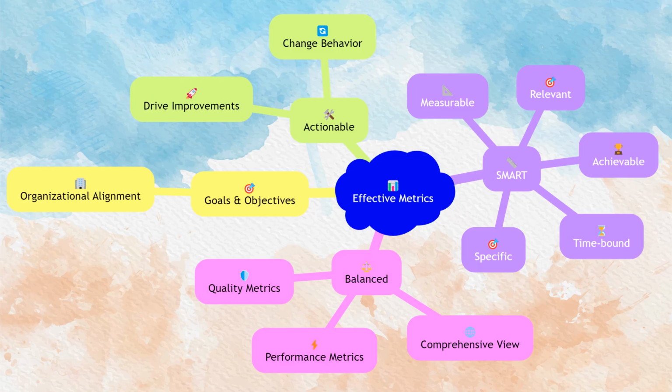Designing effective metrics involves understanding the goals and objectives of the organization and aligning the metrics with these goals. It is important to choose metrics that are actionable, meaning they can drive improvements and changes in behavior. Metrics should also be specific, measurable, achievable, relevant, and time-bound, SMART. Additionally, it is crucial to ensure that the metrics are balanced, providing a comprehensive view of the system without focusing too much on one aspect. For example, focusing solely on speed may compromise quality, so it's important to balance performance metrics with quality metrics.